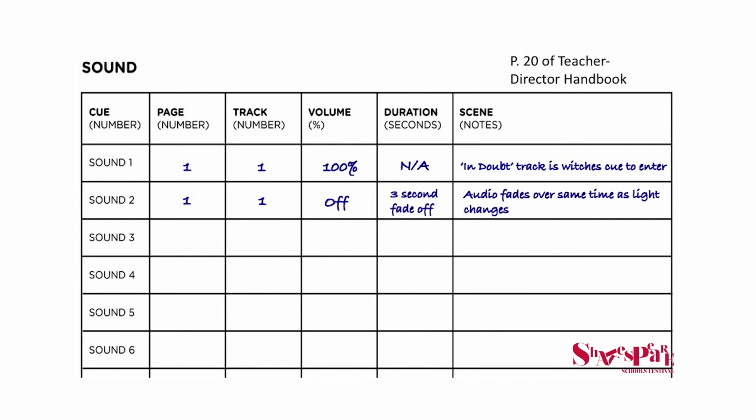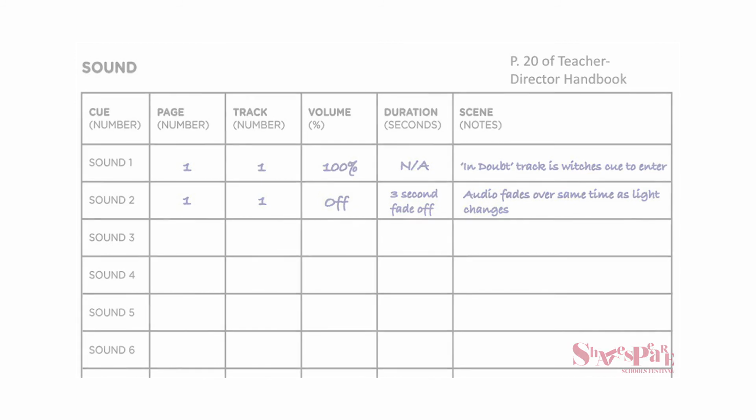For our second one, that was the one later on when we want the sound to go off. So I've put volume off, and I've put 3-second fade off. And it should say here, audio fades the same time that the light changes. So you can just give a note about how the light and the sound work together in that case. So those are the kind of basics of marking up for sound and light.